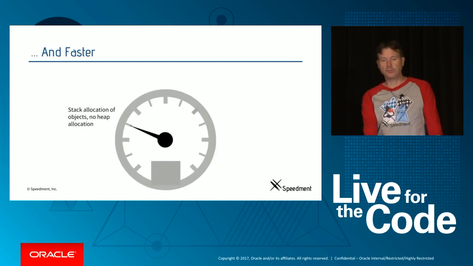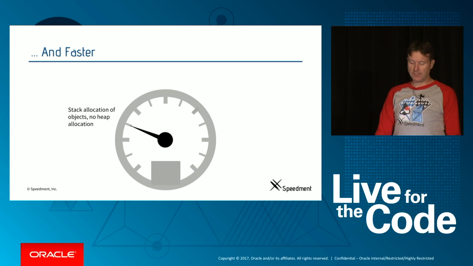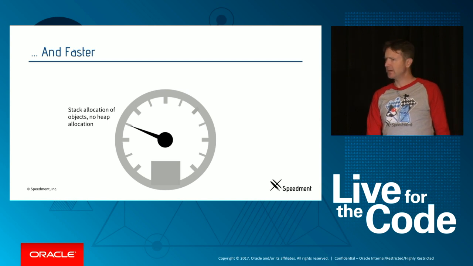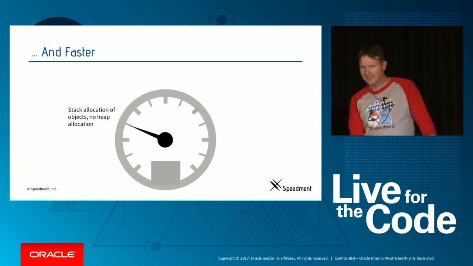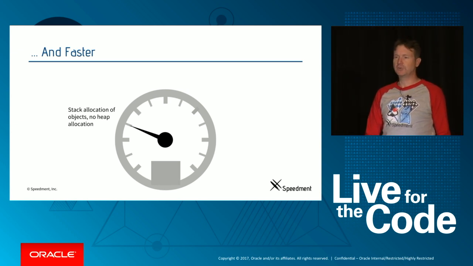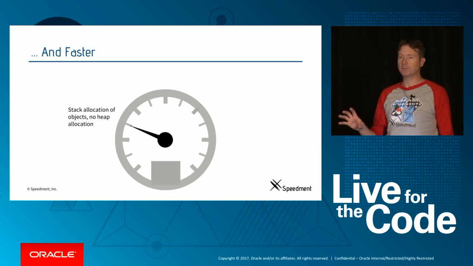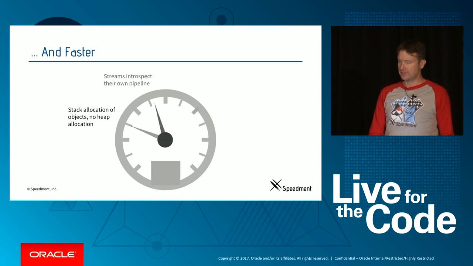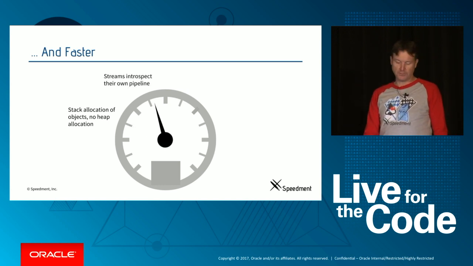Also, Speedment is written very carefully so we can make use of escape analysis and avoid allocation of objects on the heap. Have you heard about escape analysis? Anyone here? Okay, this is kind of a very hidden feature in Java. Under certain conditions, Java is able to optimize away object creation and create them on the stack if the object doesn't escape the method you're handling them within. So that's crucial for stream performance.